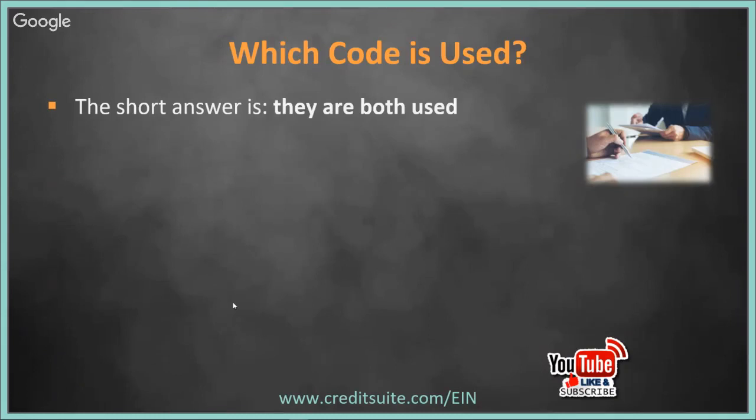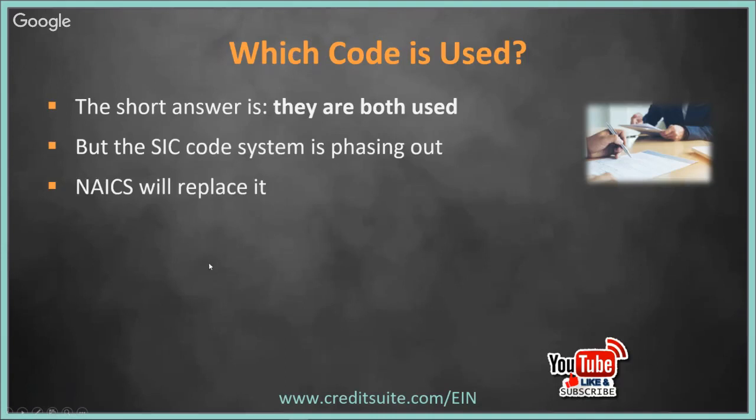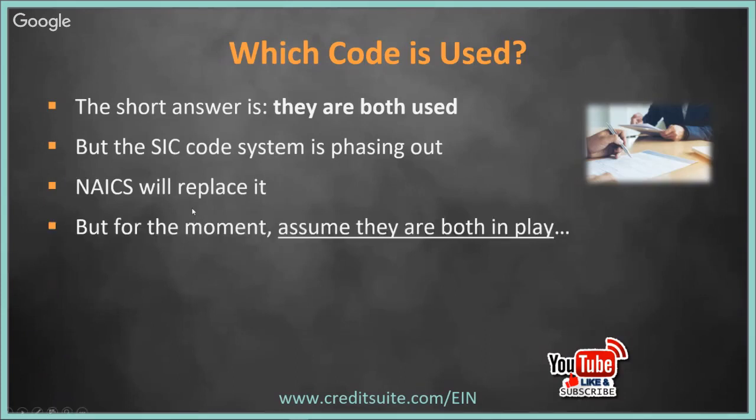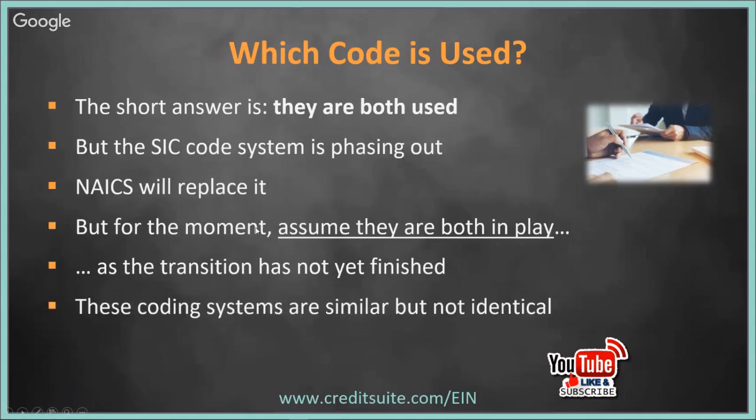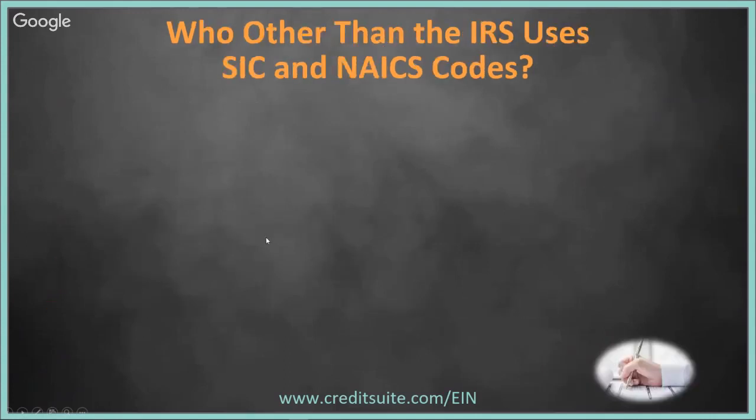Okay, so which code's used? Well, the short answer is they're both used. The SIC code system is being phased out, and it's being replaced by the NAICS. So you need to know both, but the SIC will go away because it had fewer industry classifications, and now we need that broader range. But for the moment, you need to assume that both are being used, as the transition is not finished, and quite honestly, it might not be finished for decades. So these classification systems are similar but not identical.